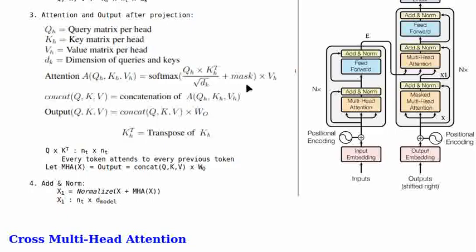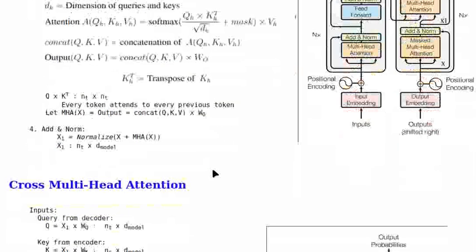We then concatenate all the heads. Note that the dimension of the matrix product is NT times NT, meaning that every token attends to every previous token. We can let MHA of X be equal to the projection of the concatenated attention, or concat(Q, K, V), times the output matrix W. This output will be passed to the add and norm module to produce X1, which is of dimensions NT times D model.